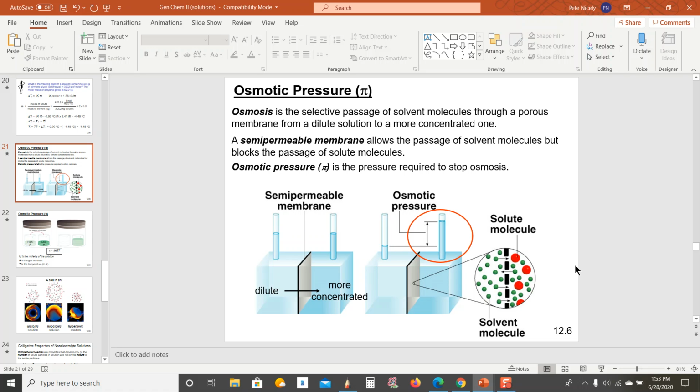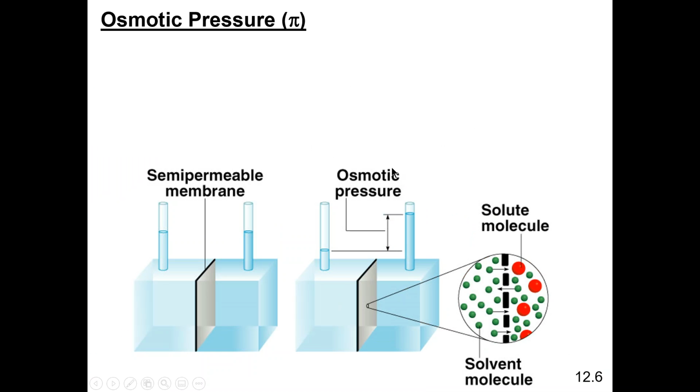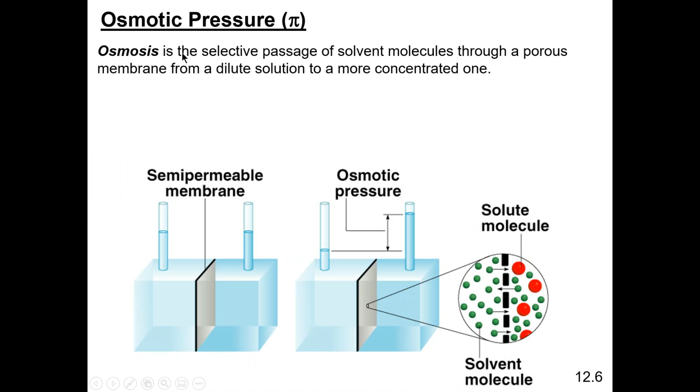Okay, so let's talk about the fourth and final colligative property, which is osmotic pressure. So, what is osmosis? Let's talk about osmosis first. Osmosis is basically the selective passage of solvent molecules through a porous membrane from a solution which is more dilute to a solution which is more concentrated. So that's what is being demonstrated in this diagram right here.